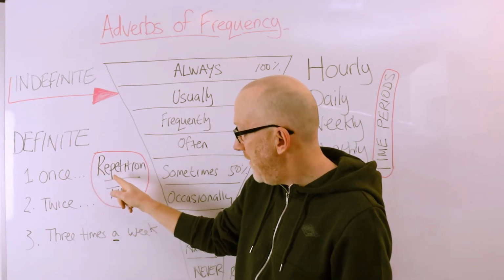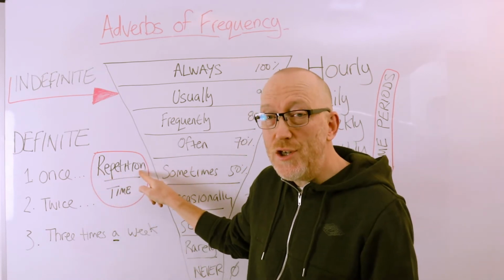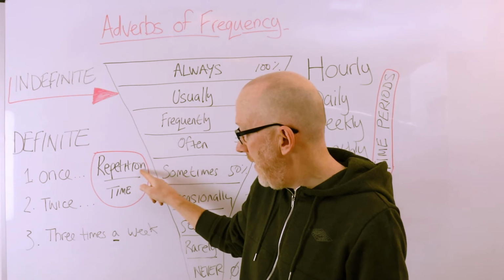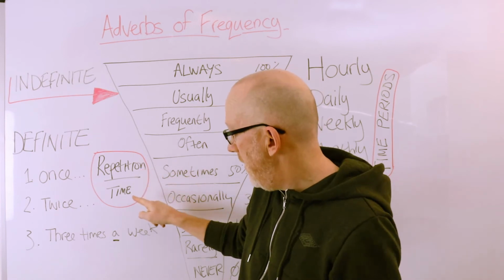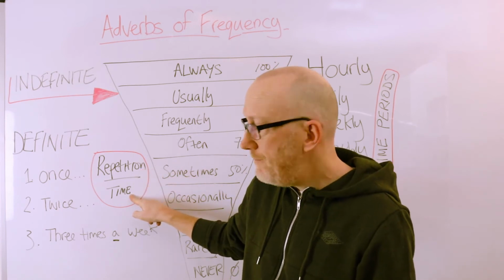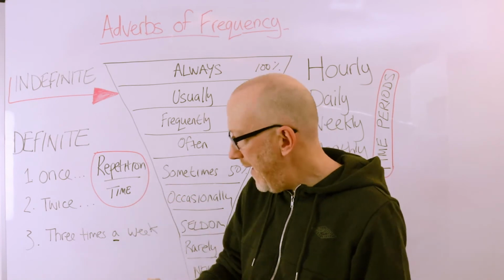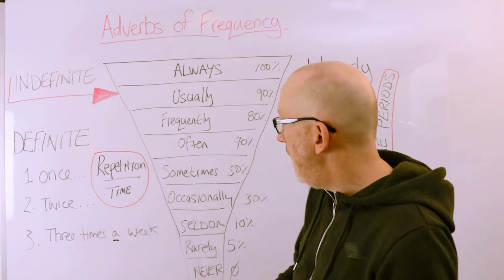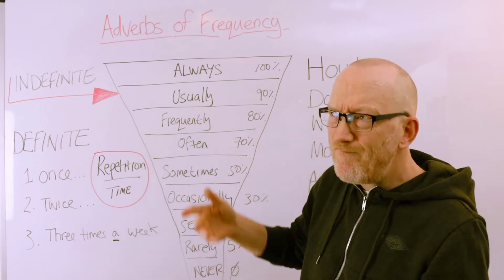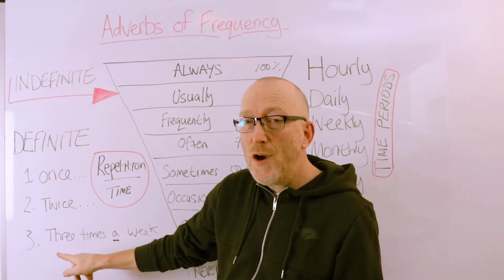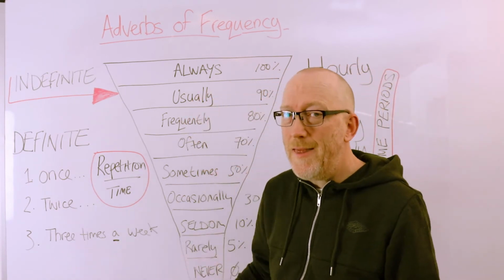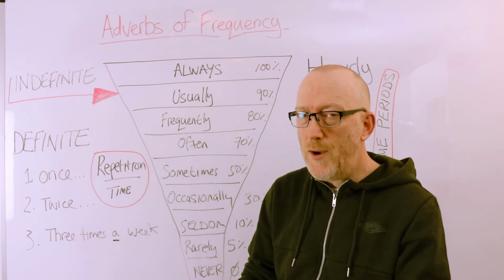Yeah? So think of this as repetition, number of times you do something, number of times you repeat something over the time period. Yeah, and that gives more information. So if I say to you, I go to the gym frequently, but if I say to you, I go to the gym 3 times a week, that's much more information. Okay?